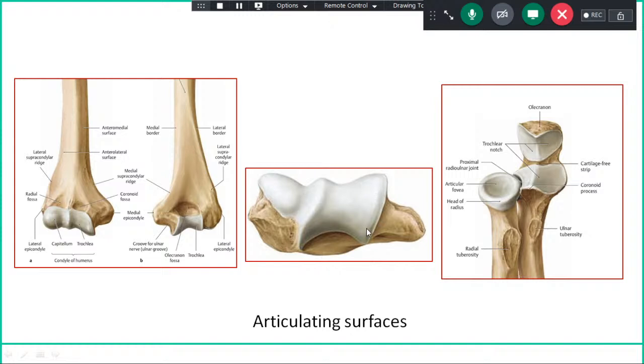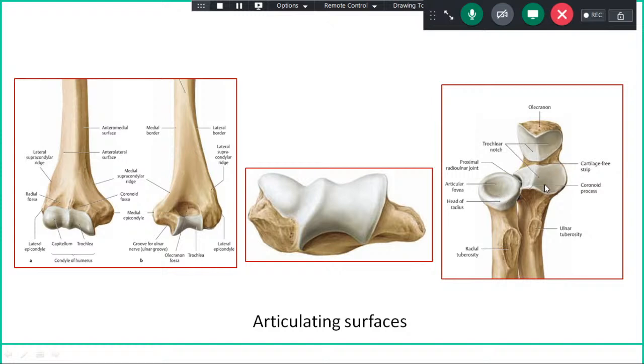Now from the inferior aspect, you can make out the trochlea. There is a depression between the trochlea and the capitulum, so it separates these two surfaces. And you can also see the medial flange is about 6 millimeter below the lateral one. Now coming to the superior aspect of the ulna and the radius.